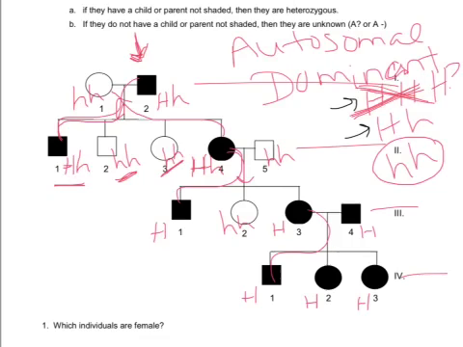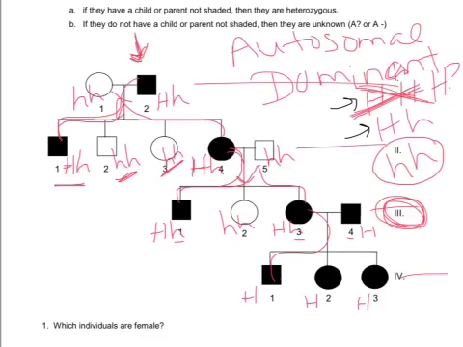Let's look at her children. In generation number 3, the third row down, individual number 1 and individual number 3, the brother and sister, are both going to be heterozygous, based on their father. If you trace it back up to their father, he is little h little h, so they had to receive a little h from him.